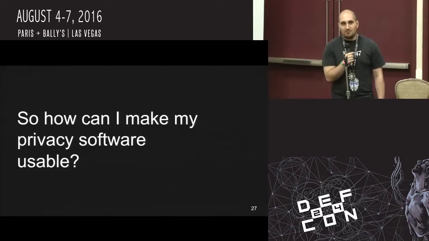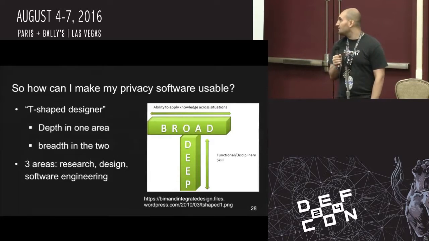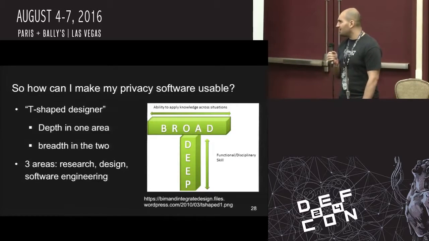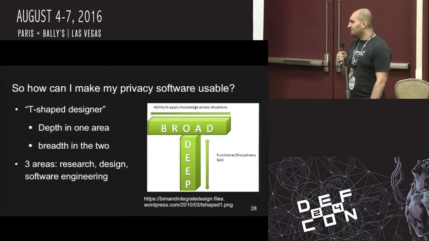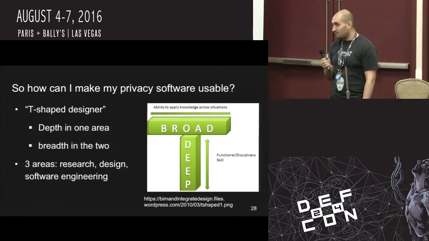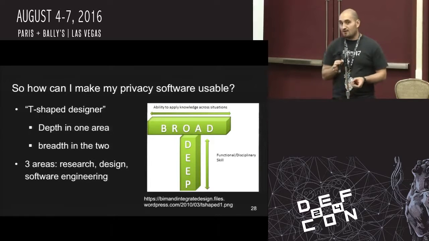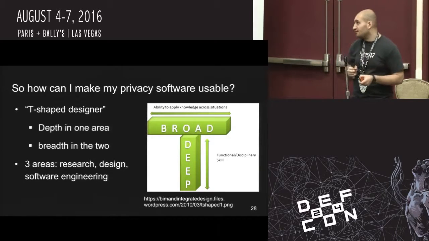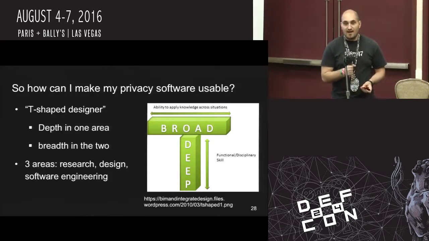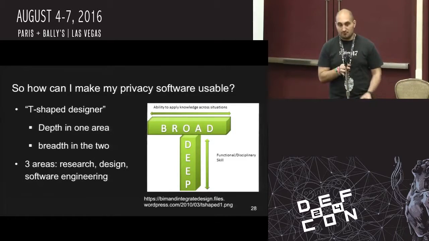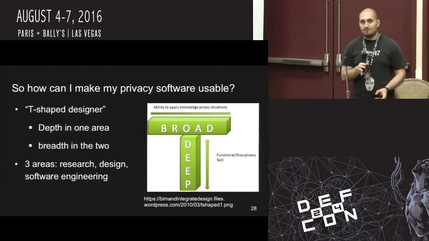So how can you make your privacy software more usable? The first is the idea of what I heard about when I was interviewing at IBM Design called the T-shaped designer. And the idea is to have a depth in one area and breadth in two. And the three areas they're talking about are user research, design in the more artistic sense, and software engineering. And usually what you'll see happen is when we're hiring engineers, we hire purely on software engineering. We don't really care about these other two qualities.